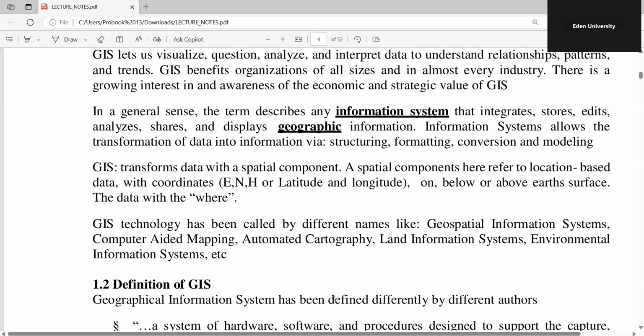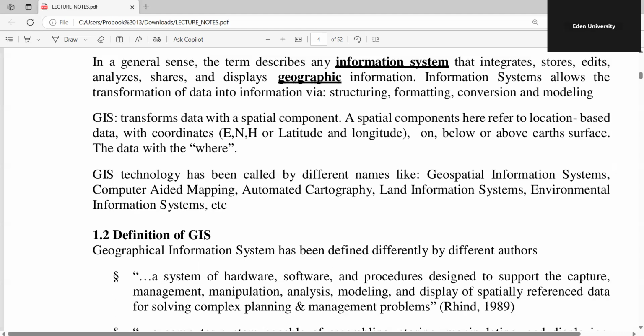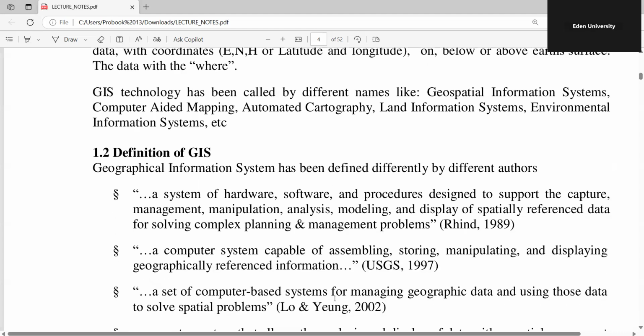So GIS technology has been called by different names like geospatial information systems, computer-aided mapping, automated cartography, land information systems, environmental information systems, and so on. Now, how do you define GIS? We have a number of definitions which I'm going to give you.